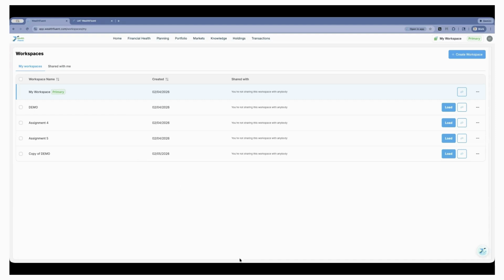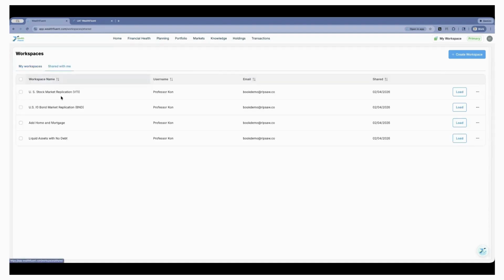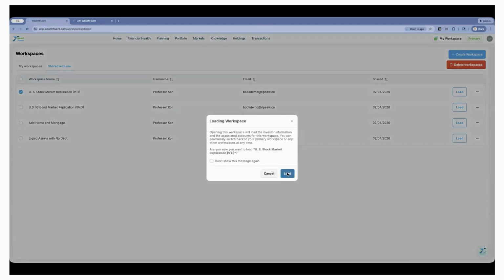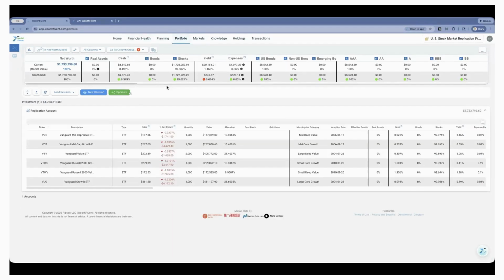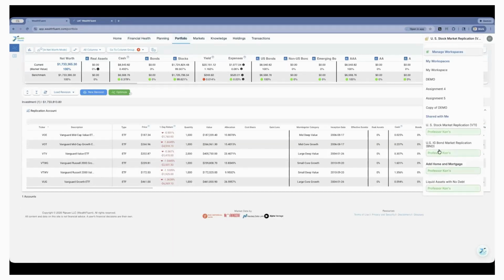Now, there are likely to be some assignments coming up where you will be getting some workspaces from Dr. Khan that you will either use as a case to look at or make changes to and submit. So there's an ability for sharing. You're able to have workspaces that are shared with you or workspaces that you share with others. If something is shared with you, you can load it and then move anywhere else, and the whole portfolio is changed to that workspace. You can also quick switch between those as well.